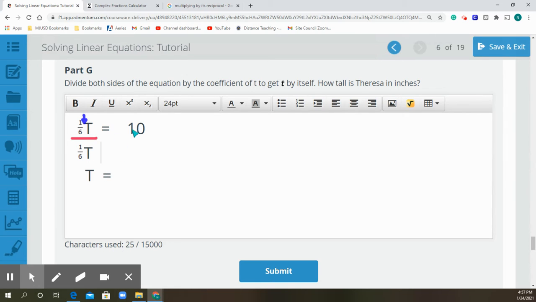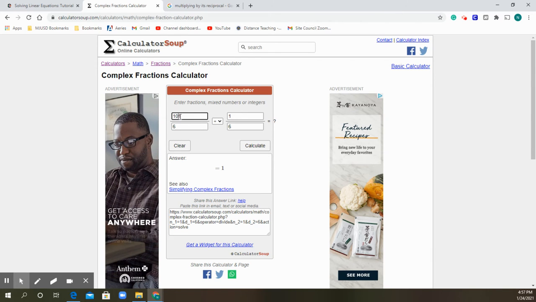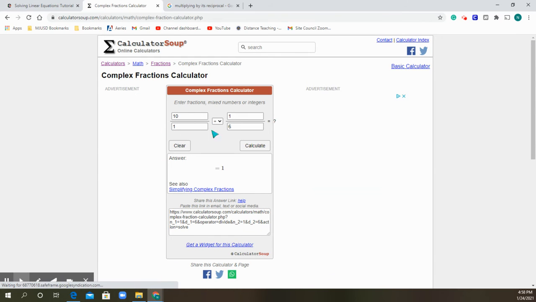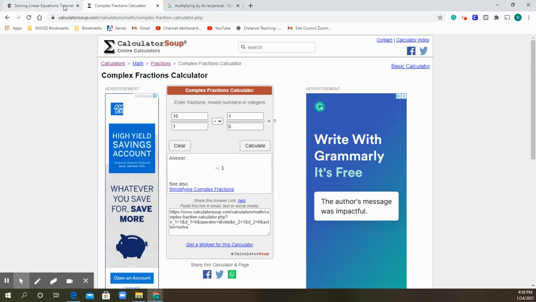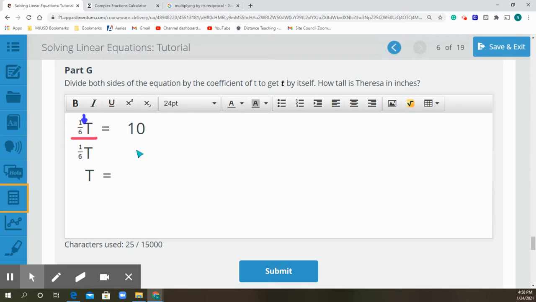So now I have to divide the 10 by 1/6. So 10 divided by 1/6. So let's look at 10, which is the same as 10 over 1. Okay. If 1 is the whole and I have 10 of them, 10 over 1 is 10. I can prove that with a calculator if need be. 10 divided by 1, or 10 over 1, equals 10. So I'm not making stuff up here. And then I need to divide it by 1/6.